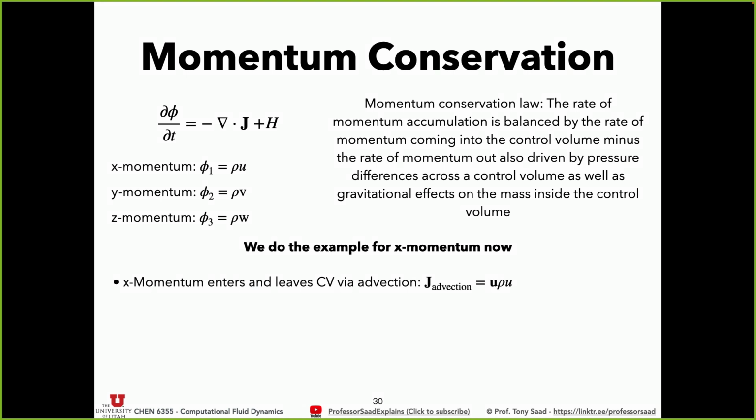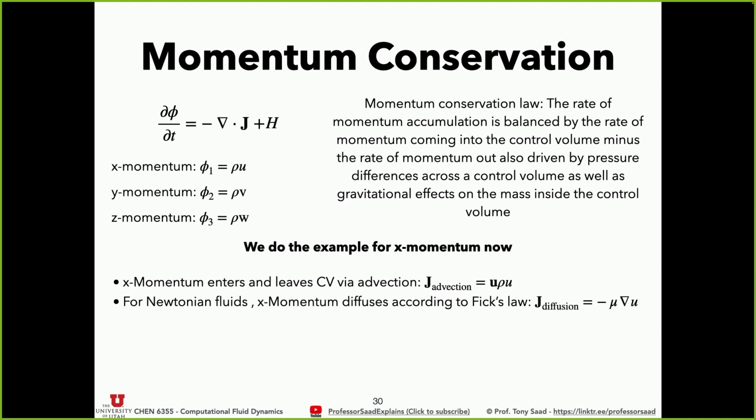X momentum enters and leaves the control volume via advection. So the advective flux is u phi, which is u vector times rho u. That's the information for x momentum, rho times axial velocity. For Newtonian fluids, x momentum diffuses according to Fick's law, and that's going to be minus mu grad u. Okay, so this is not really phi, it's phi over rho, but that's what I need to fix in the slides. But this is it for diffusion. That's the simplest Newtonian fluid. For non-Newtonian fluids, this gets weird. You have to consider more continuum mechanics. But from an intuitive perspective, it's just moving momentum through a gradient, higher momentum to lower momentum. That's what diffusion is doing.